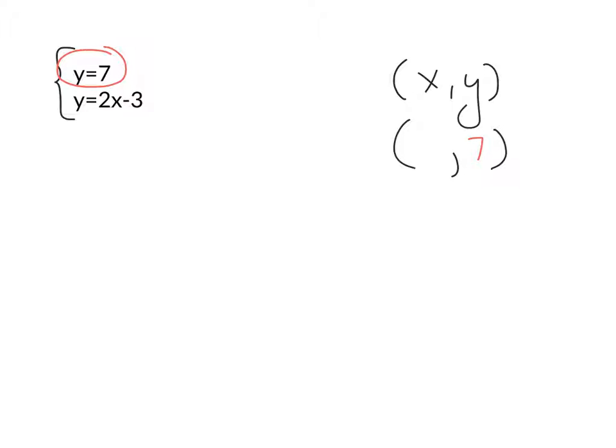And the idea is to substitute: you take out one thing and you put something in its place. Since I know that y is 7, I'm going to take the bottom equation and put 7 in place of where the y was. So I'm going to write 7. I'm going to change colors here so you can see what's replacing the y. So now I have this simple equation that 7 equals 2x minus 3. Since it's in one variable, I'm going to solve.